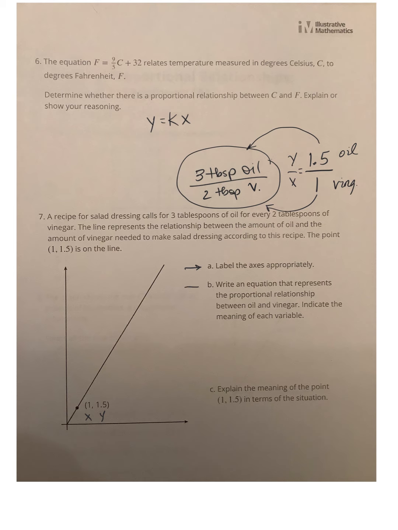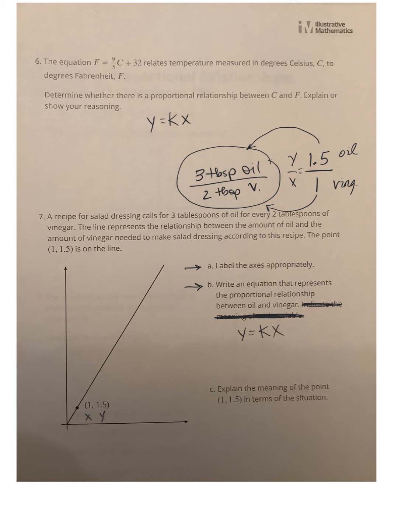For B, it's asking you to write an equation to show this relationship. Indicate the meaning of each variable. Literally nobody answered that, so I didn't even count that. That should have been listed separately, or I should have highlighted it for you. So because it was clearly miscommunication, I'm not counting it. So let's just look at the relationship.